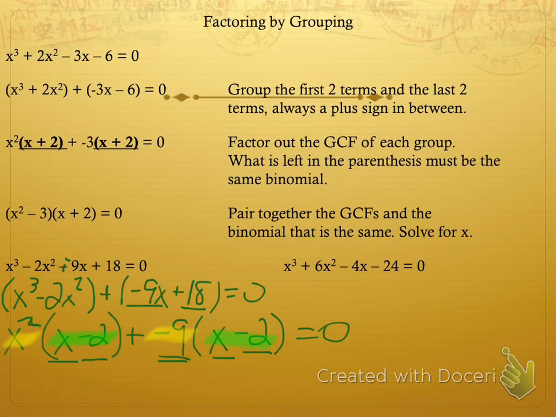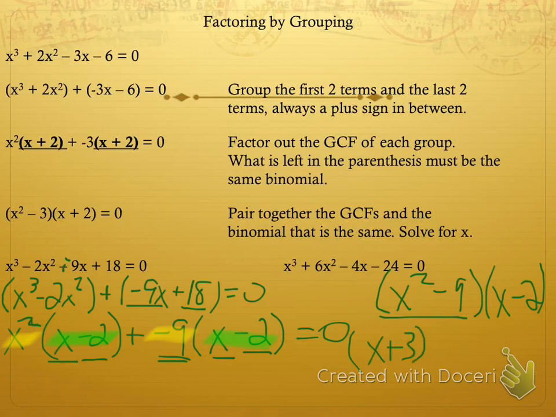Once I'm here, I pair together my greatest common factors, and then the binomials that are the same. So I get x squared minus 9 times x minus 2. I have a difference of squares here, so it's x plus 3, x minus 3. And I get x minus 2 here. So then again, I solve each one of these, and I get x is equal to negative 3, positive 3, and positive 2.